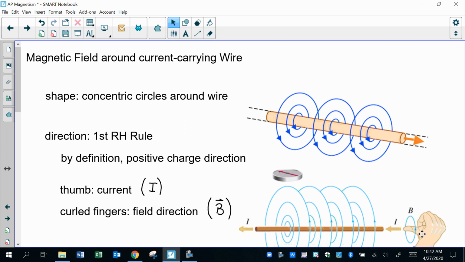Here's a good visual of the right hand rule. So there's the thumb of the person pointing this way, and their finger curl is going into the board on the top, and it would be coming out on the bottom. So your current and your finger curl.